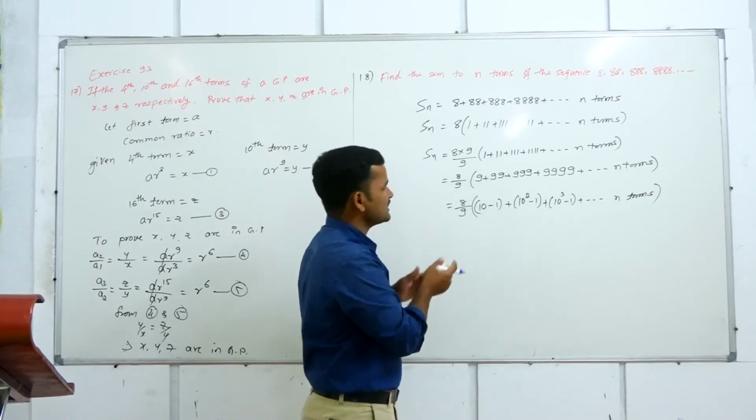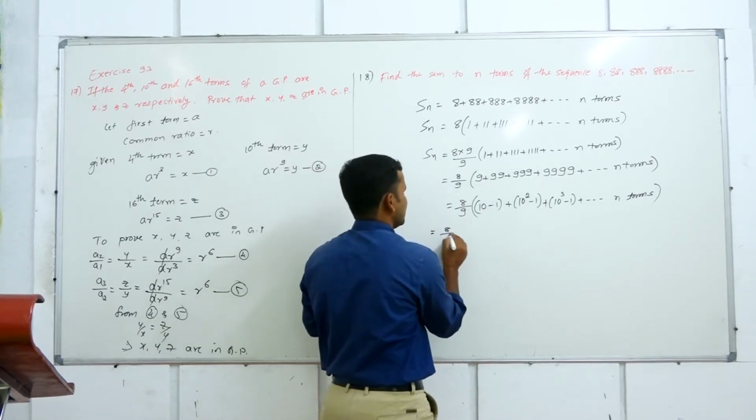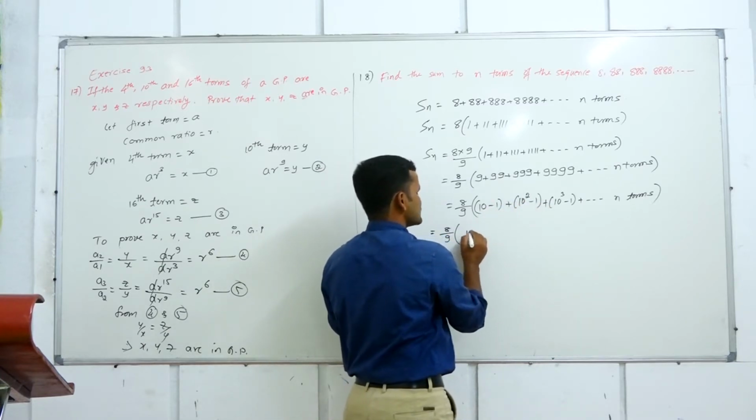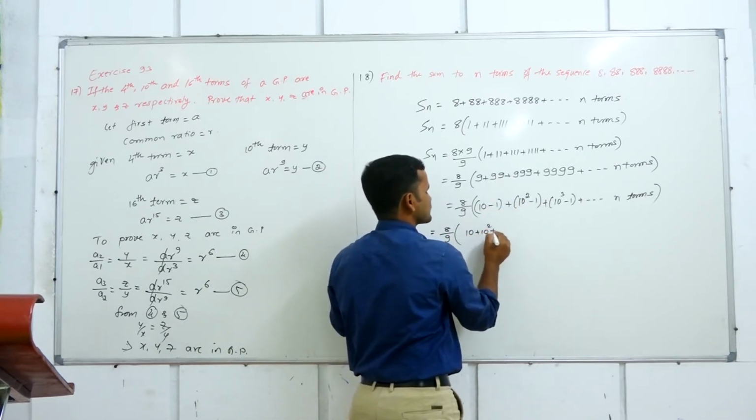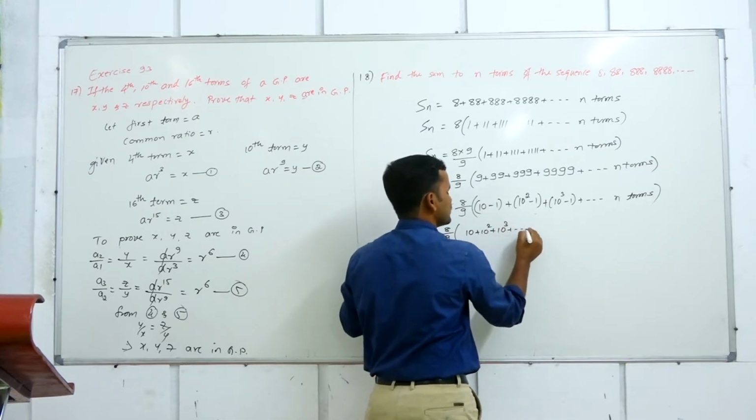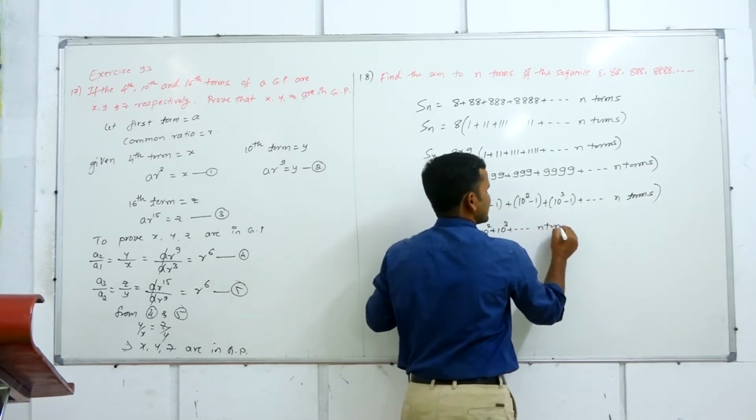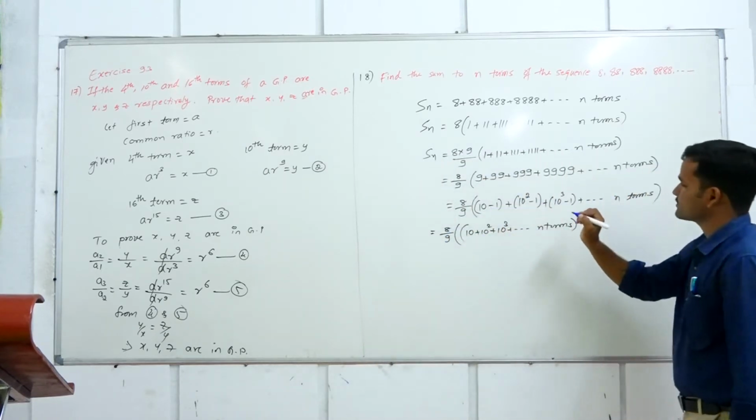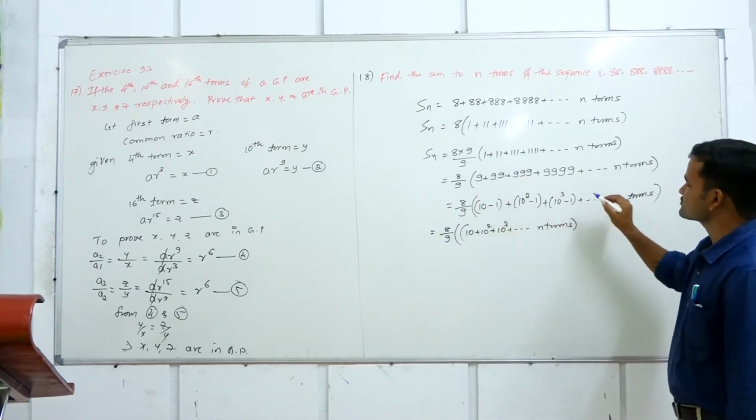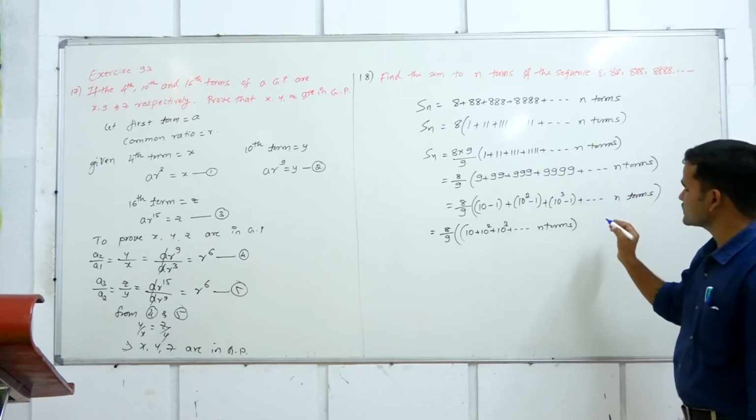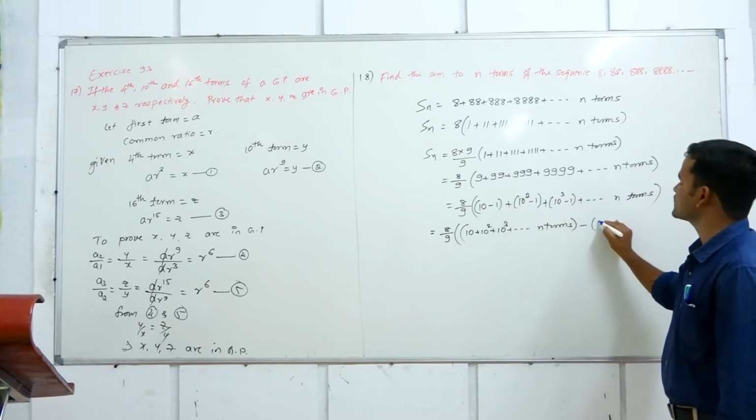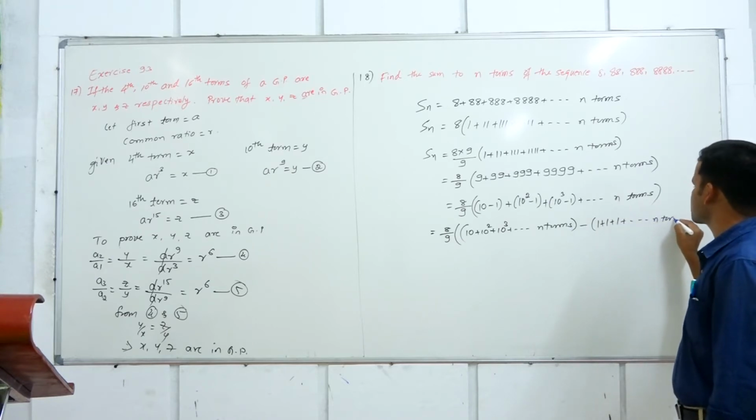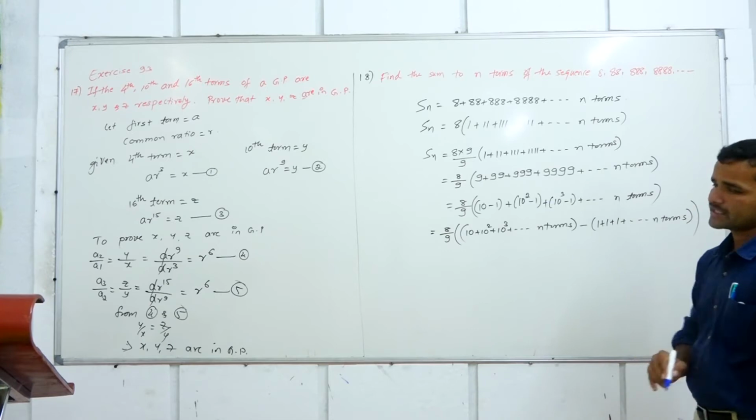Now, let me split this sequence. 8 by 9 into this 10, 10 square, 10 cube, I will write once. 10 plus 10 square plus 10 cube, so on. These are again n terms. And now, from each term, one term will be separated, that is minus 1, minus 1, minus 1, minus 1, minus 1, minus 1. Now if you take minus common there, 1 plus 1 plus 1, how many times is it? Again it is n terms are there here.